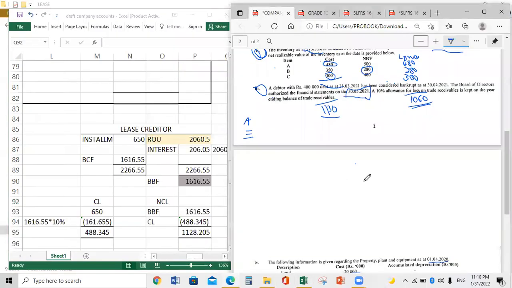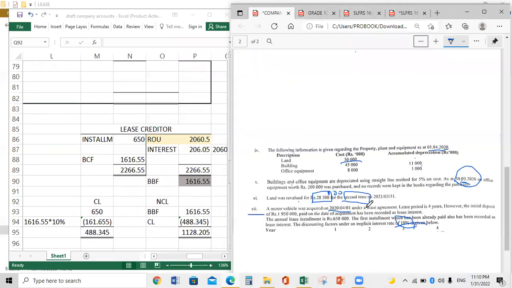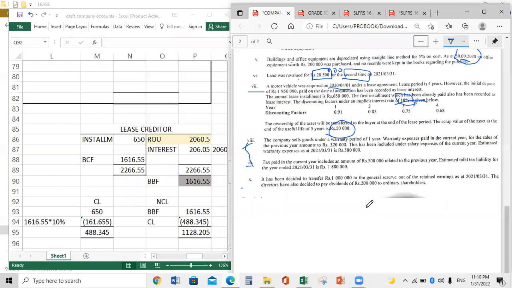Where did we stop? We have 3 more to go. The company sells goods under a warranty period of 1 year. Warranty expenses paid in the current year for the sale of previous year amounting to 320. This has been included under salary expense of the current year. Estimated warranty expense is 580,000. Okay, let's quickly draw the warranty account.